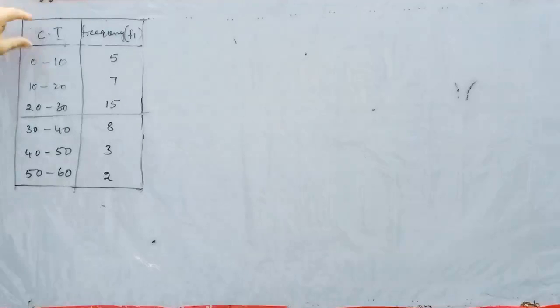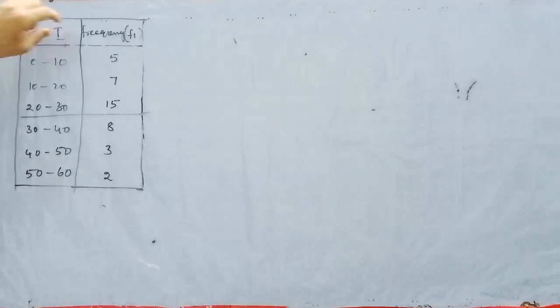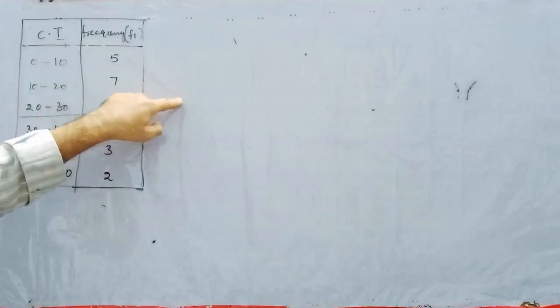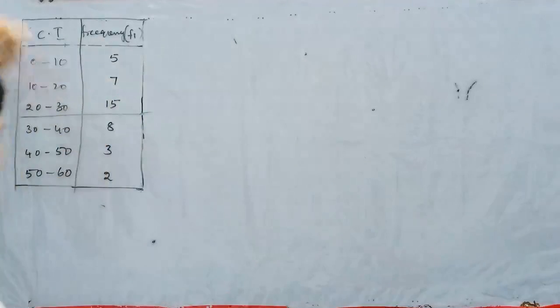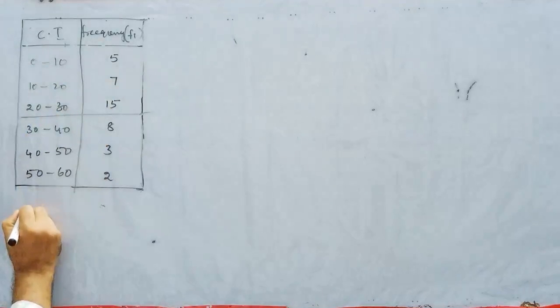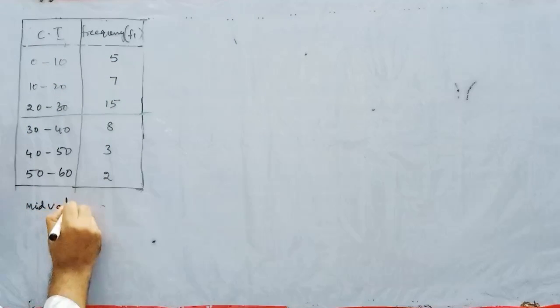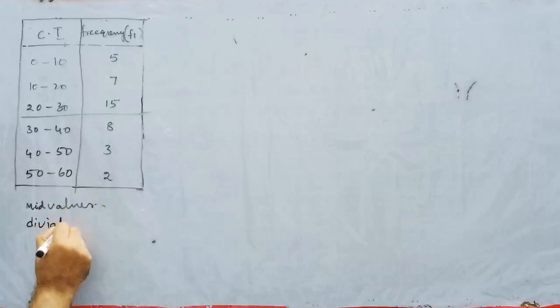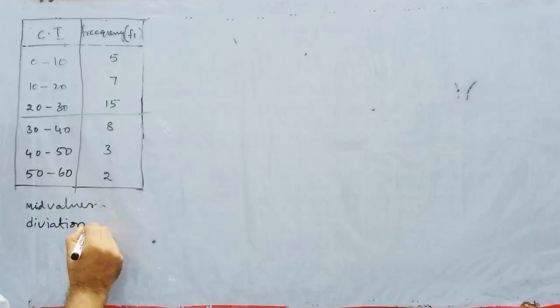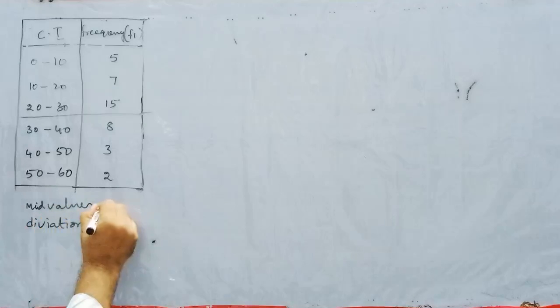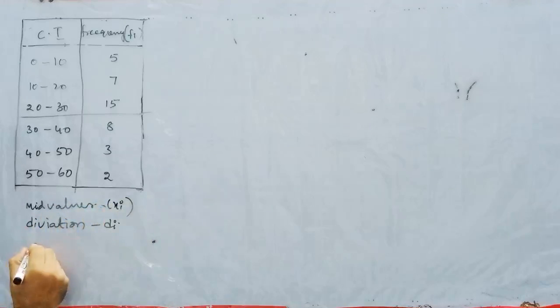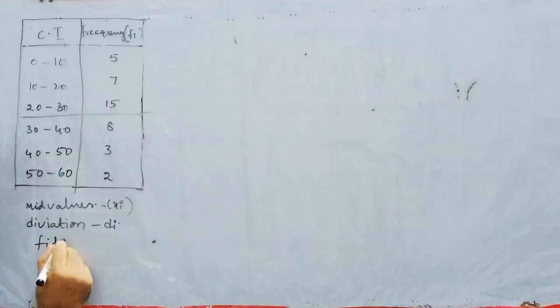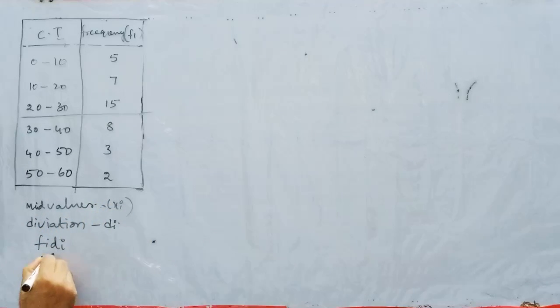Find the arithmetic mean by using this class interval and frequency. Now we have to find the arithmetic mean by using the assumed mean method. So in the assumed mean method we have to find the values of, first one is mid values. Next one is deviation, that is nothing but di. Mid values are taken as xi. Next fi di, we have to find fi di. Okay. After that we have to find sigma fi di.